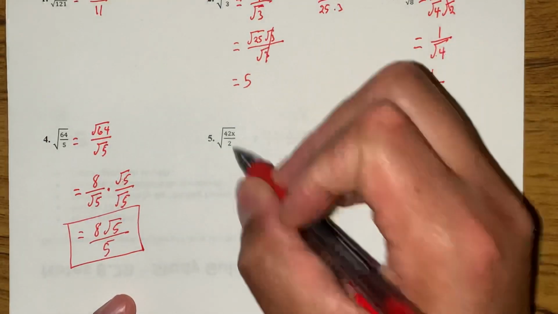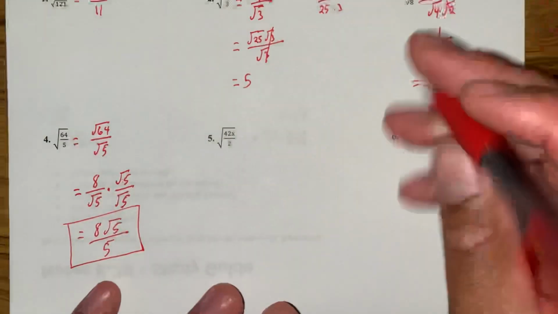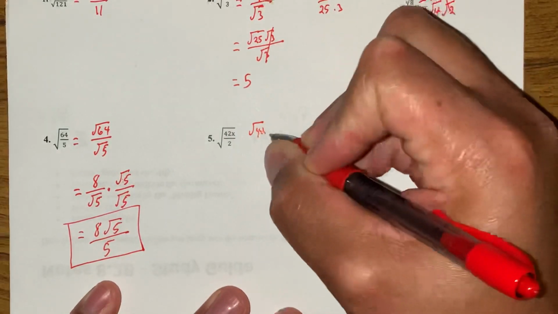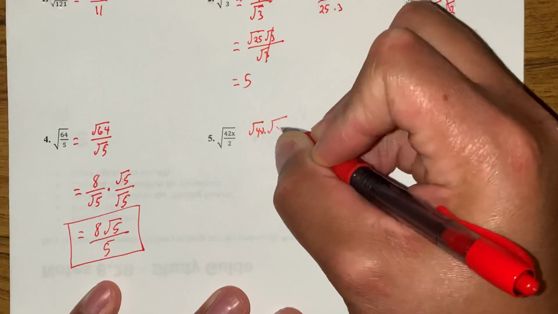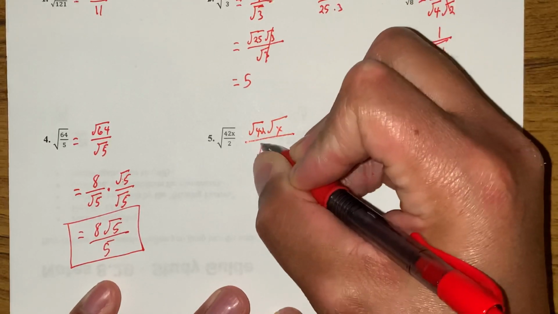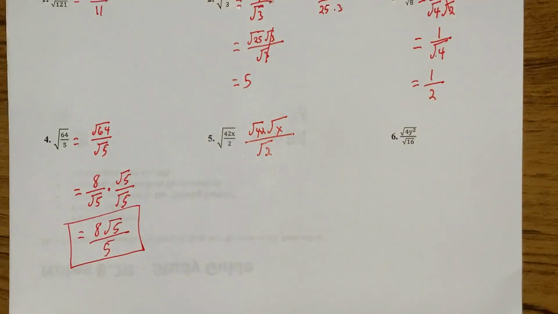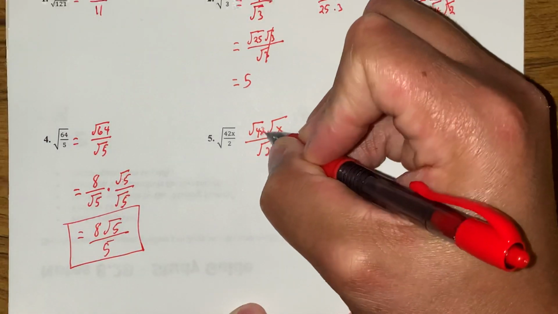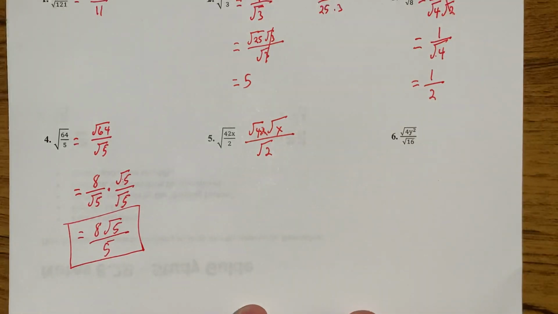Same process, but now we got a variable. Don't freak out. We're going to be okay. Square root of 42 times square root of x over the square root of 2. Splitting everything up into its own radical, right? I want to use the same process we've been using in our other videos on this problem set, okay? Square root of 42. Sloppily written, but we've still got to split it up, okay?